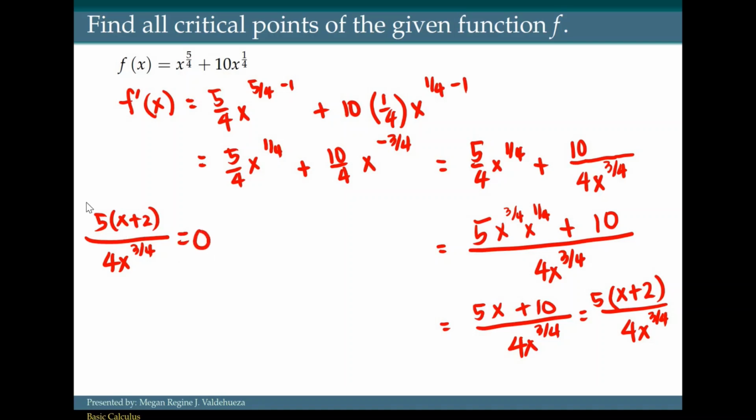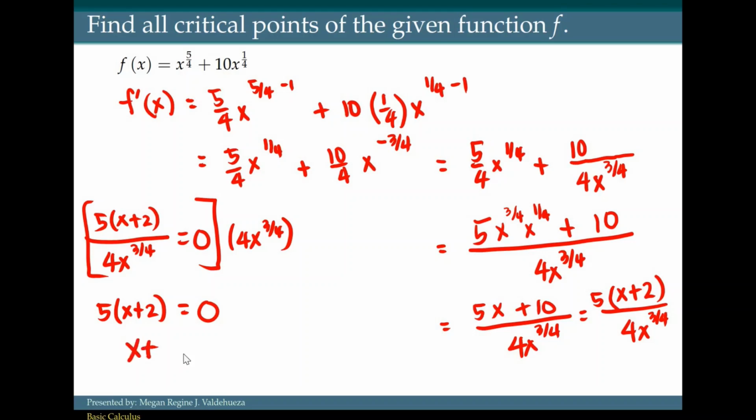So equate that to 0. You multiply both sides of the equation by 4x to the power of 3 over 4. So you multiply this one, distribute that one. We will have 5 times x plus 2 equal to 0 times this expression, which will give us 0. So we divide both sides by 5. So we have x plus 2 equal to 0 left. And then x is equal to negative 2.